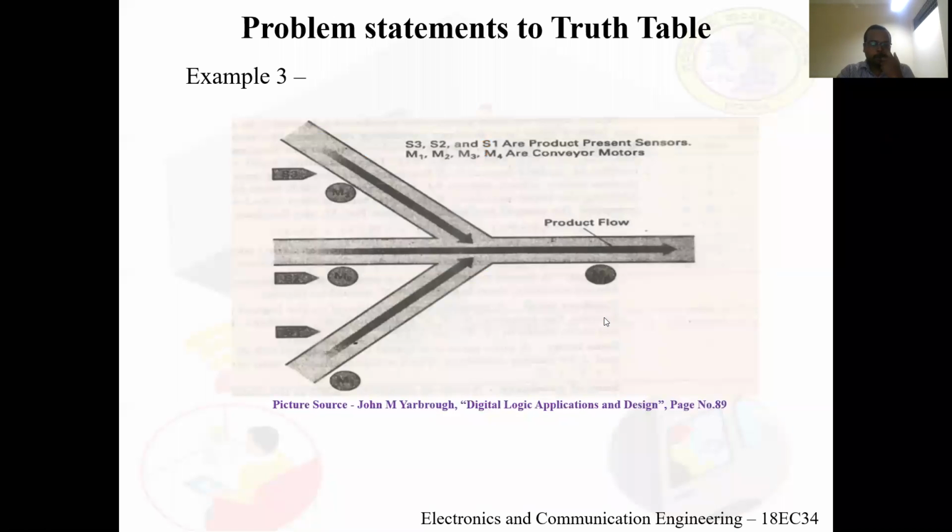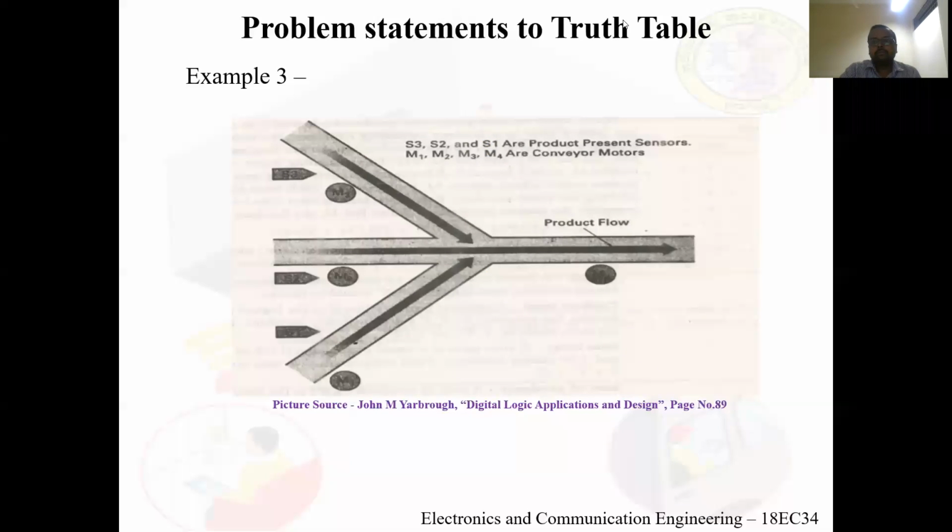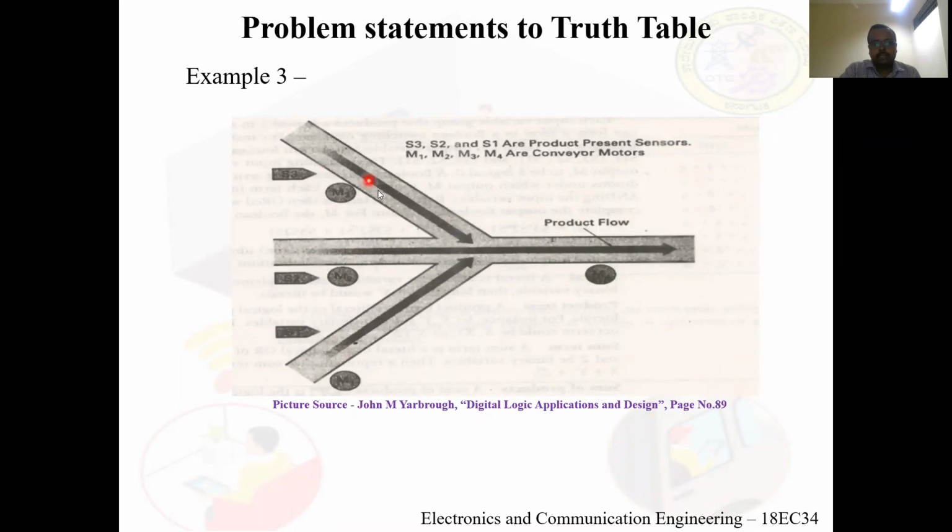We'll go to the next problem. Now again, in this third example, we have a conveyor belt and the materials come from 3 sides. We have here the first side, right? The materials come from here, the materials come from here, and the materials come from here, right? If the material is there on any one of these conveyor belts, this electric motor needs to be turned on, right?